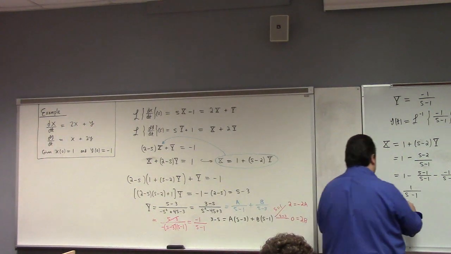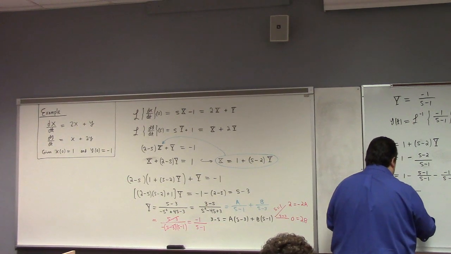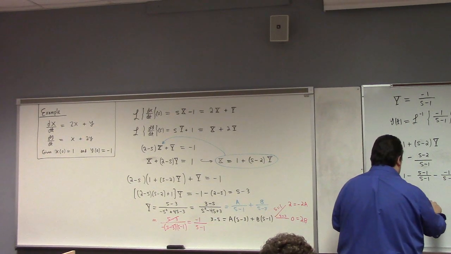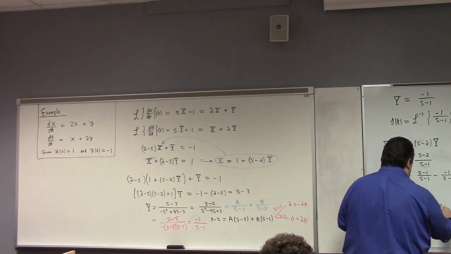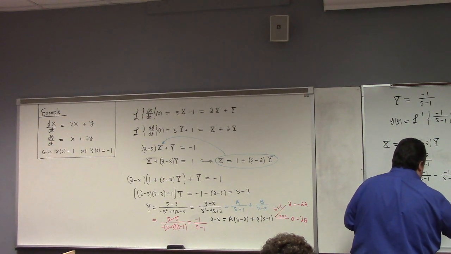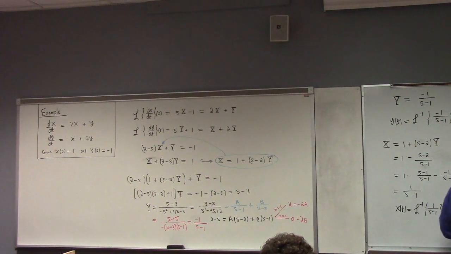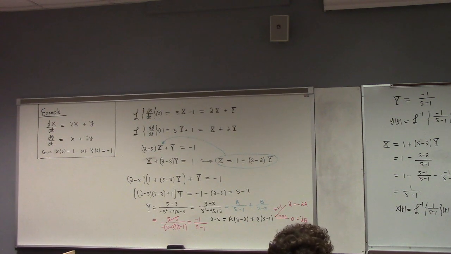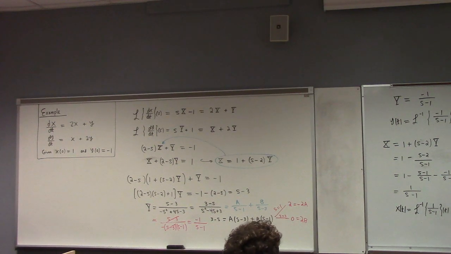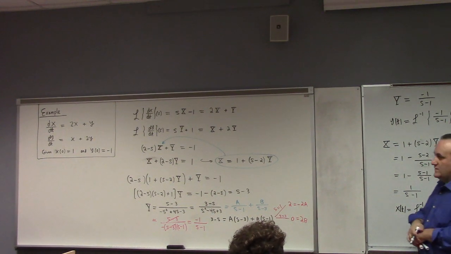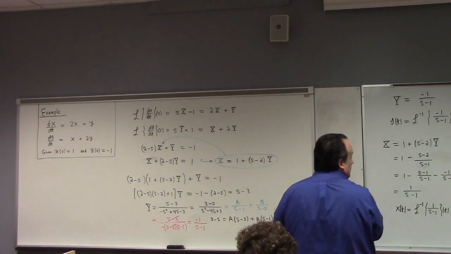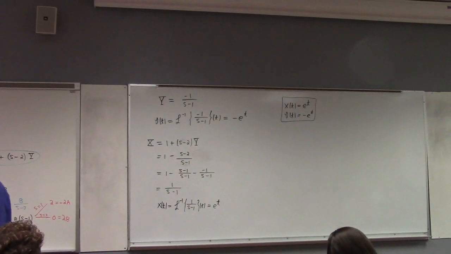And therefore, little x of t equals to what? Inverse Laplace transform of 1 over s minus 1, also known as e to the t. So our solution is x of t equals e to the t, y of t equals minus e to the t. I'm a little worried to check this. It does satisfy the initial conditions. That's a good sign. X of 0 is 1, and y of 0 is minus 1.